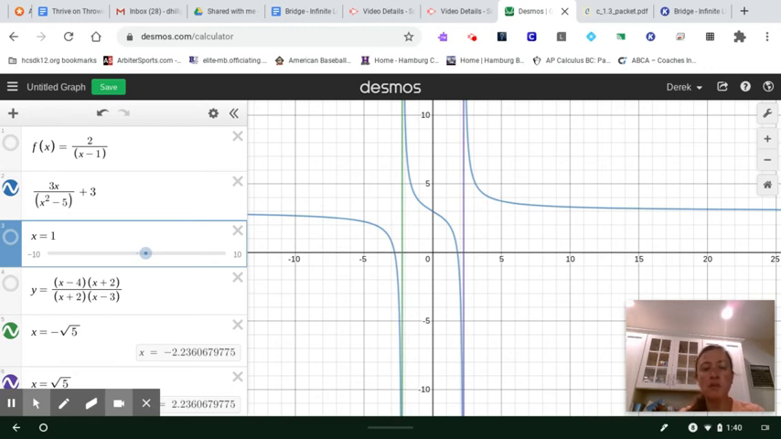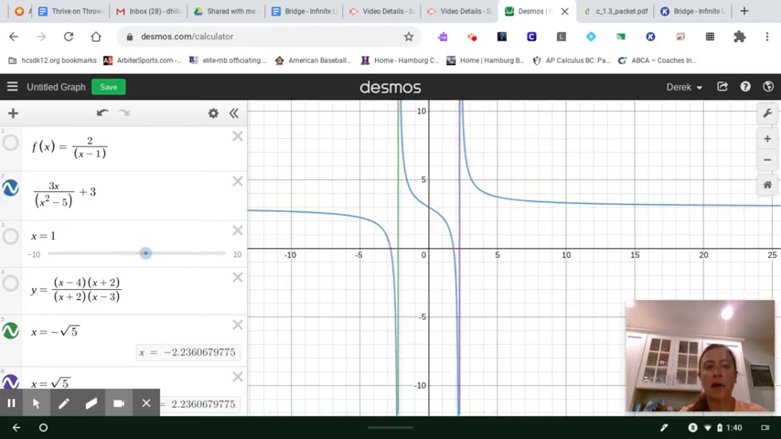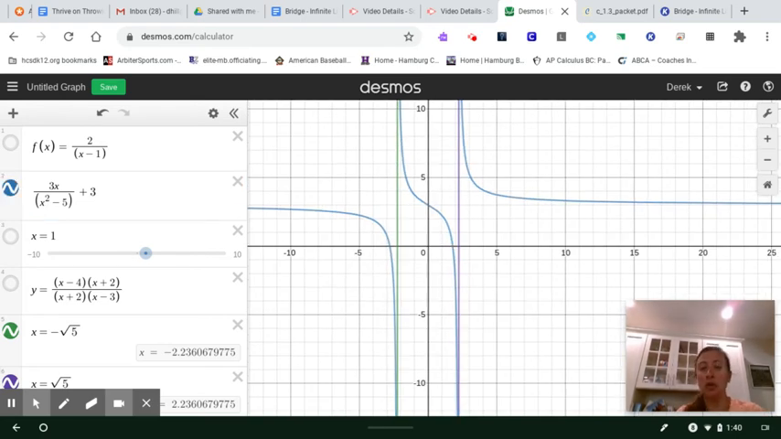And again, you'll notice they're being created when my function is going towards negative infinity or positive infinity, or again here, negative infinity and positive infinity. You see these vertical asymptotes.